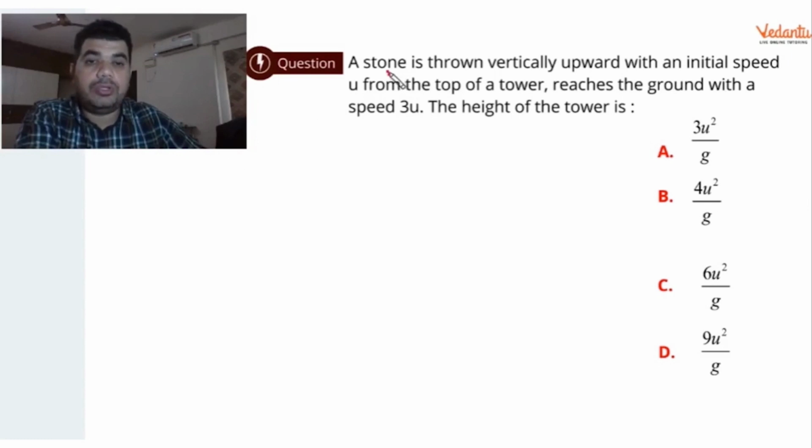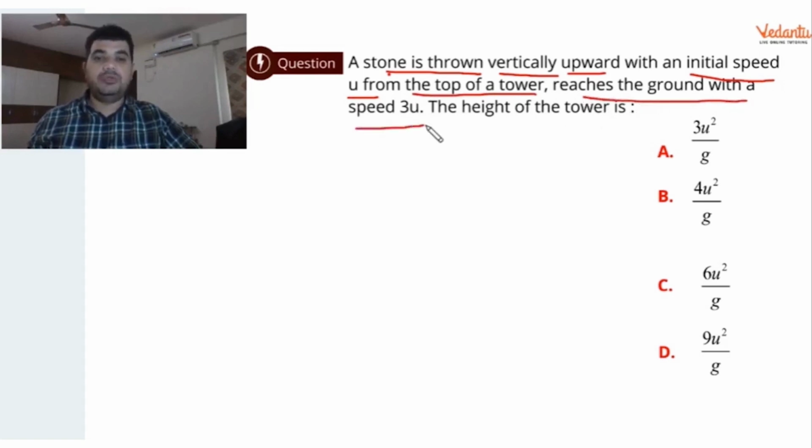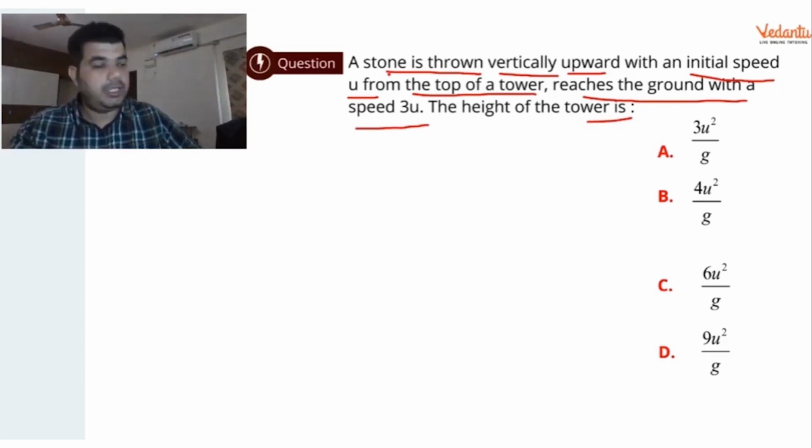A stone is thrown vertically upward. बच्चों, stone is thrown. अभी हमने ये प्रॉब्लम की हुई है ना, इसको ऊपर फेंका, thrown vertically upward with an initial speed u from the top of a tower reaches the ground with a speed 3u. The height of the tower is, okay, that you have to find. So what you can say, just see here, a stone is thrown vertically upward.